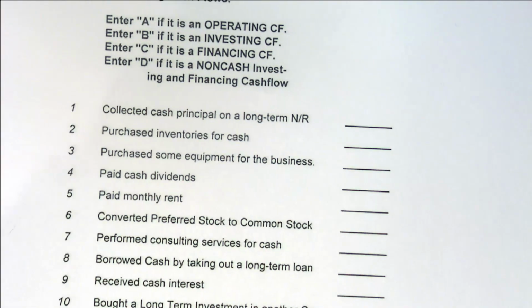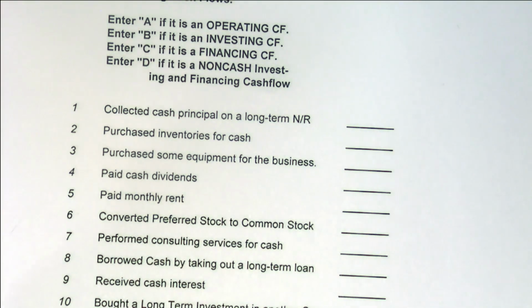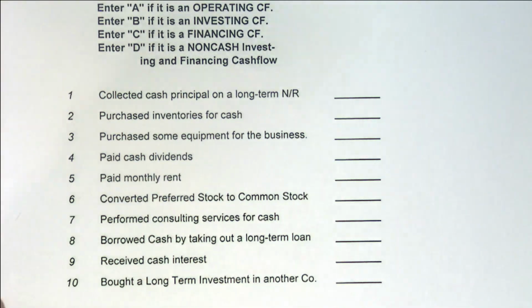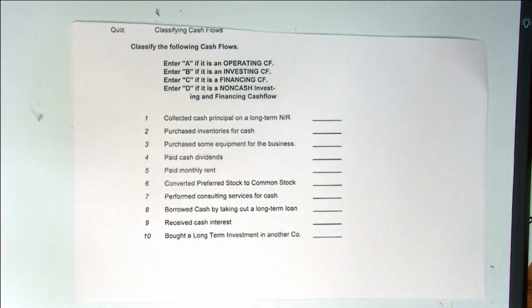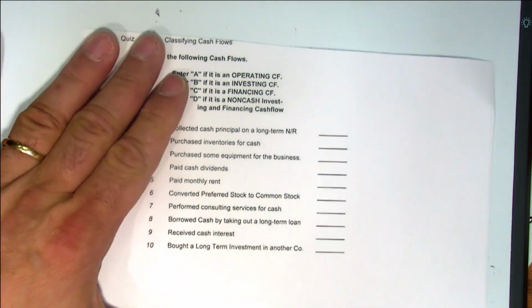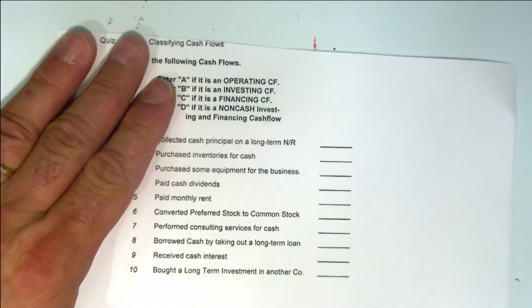Okay. Hey, we just took a quiz here in class. So you folks at home, why don't you just pause this for a second and take this quiz yourself. And then we'll go over the answers and you can see how you did. All right? So classifying cash flows is a very important thing. Okay? So, all right, let's go over this.